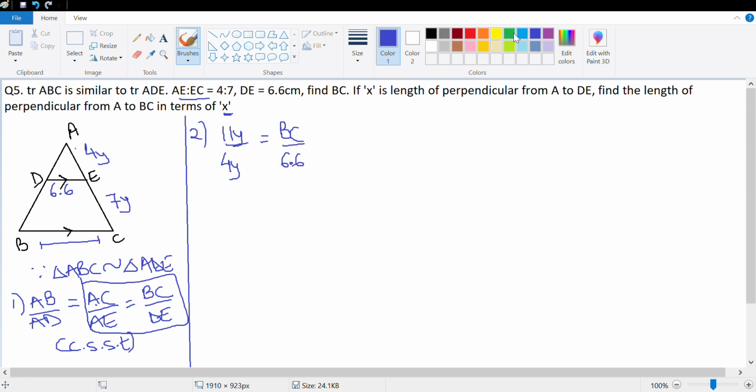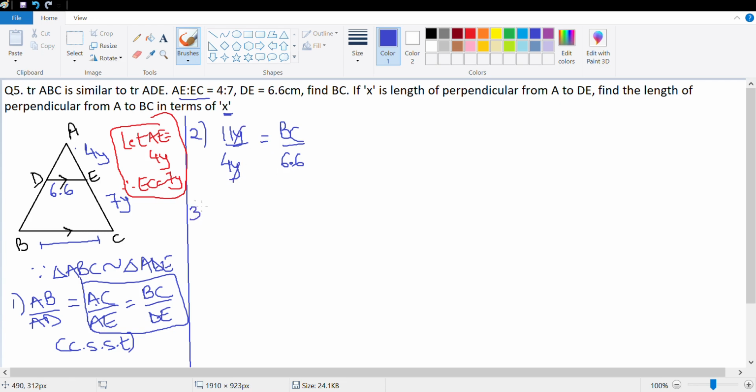I think before that I should write a step. I have missed out that step. Let AE be equal to 4y, therefore EC is equal to 7y. That's the first step I should have written. I just wrote it on the diagram, so I would lose marks in an exam if I don't write this assumption. Perfect. So 11y upon 4y is equal to BC upon 6.6.